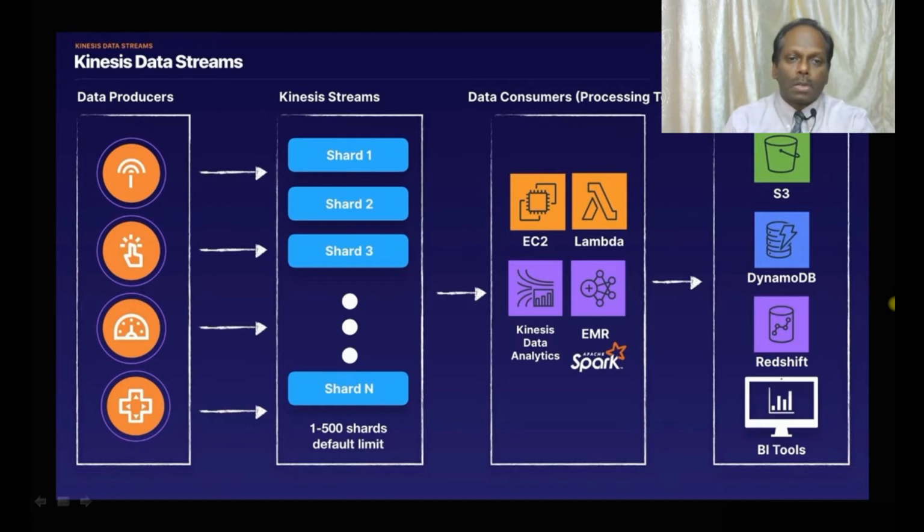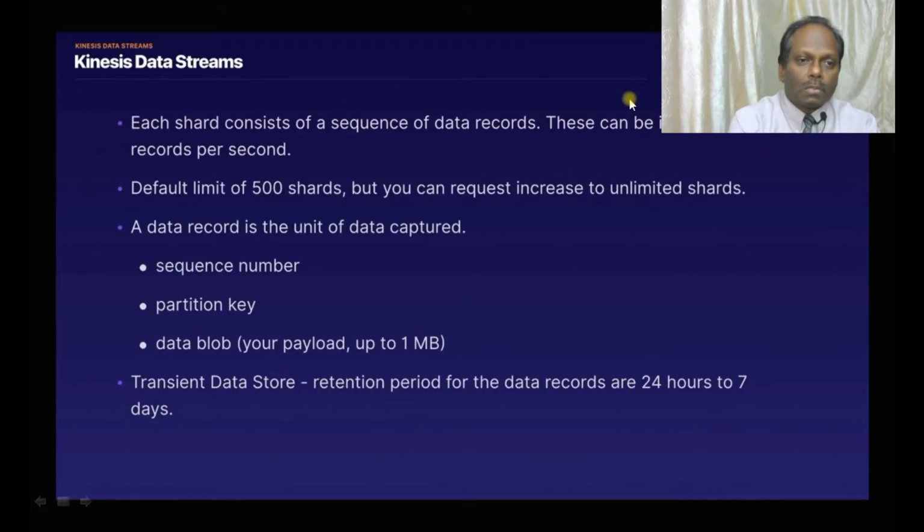Okay, let us focus on what shards are. Each shard consists of a sequence of data records, which can be ingested at 1000 records per second. The default limit is 500 shards, but you can request more. A data record is a unit of data captured. Every record contains a sequence number, a partition key, and the data.